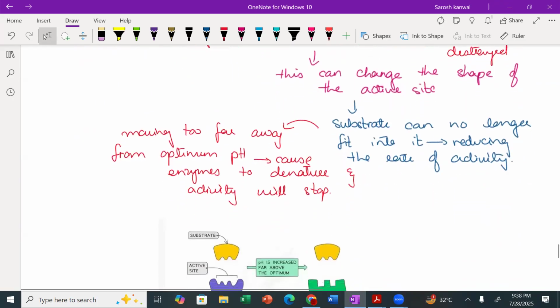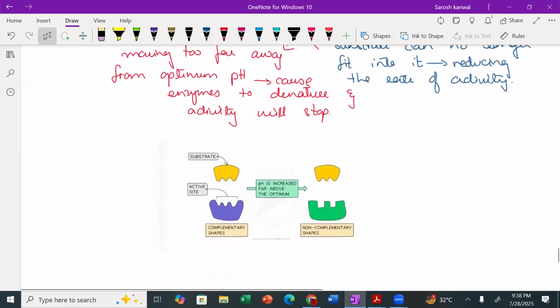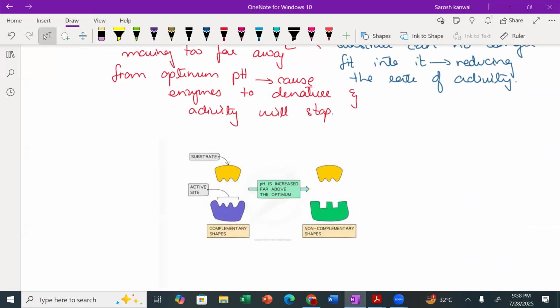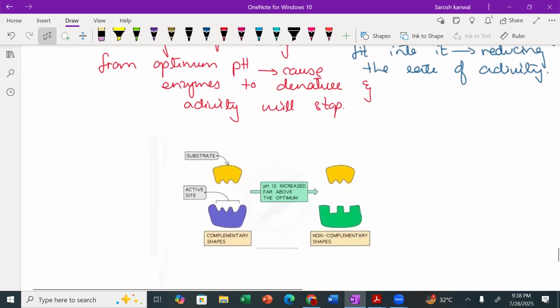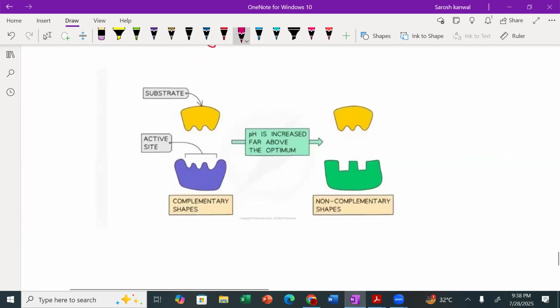So that means that moving too far away from the optimum pH will cause the enzymes to denature and activity will stop. See, here we had the enzyme, and this was the active site. So both of them were of complementary shapes, right? When the pH is increased far above the optimum value, you could see that the enzyme's active site changes. So now this substrate can no longer fit into the active site of this enzyme.